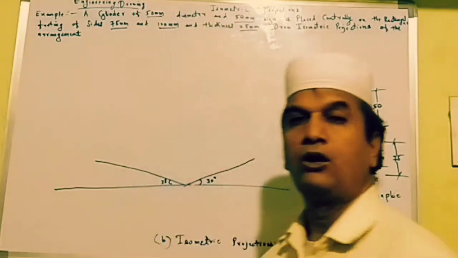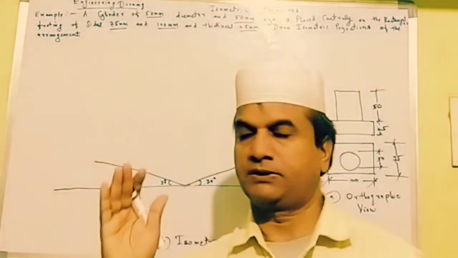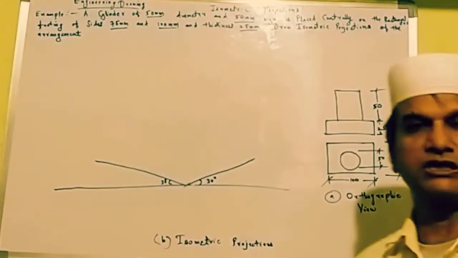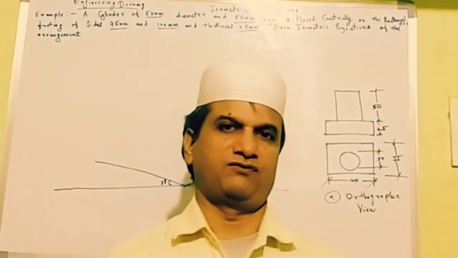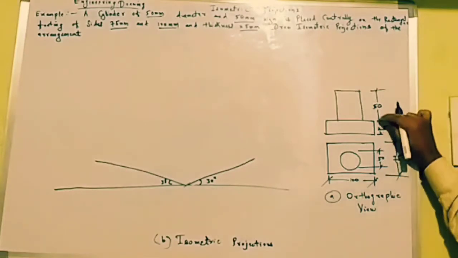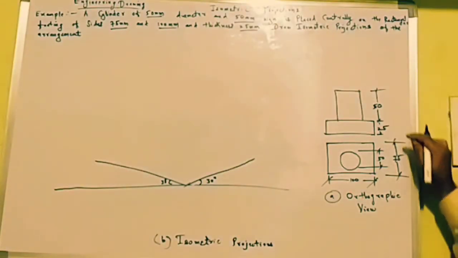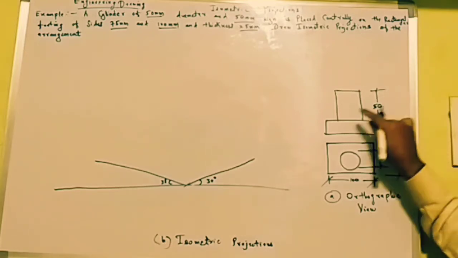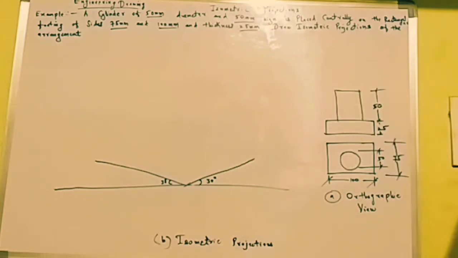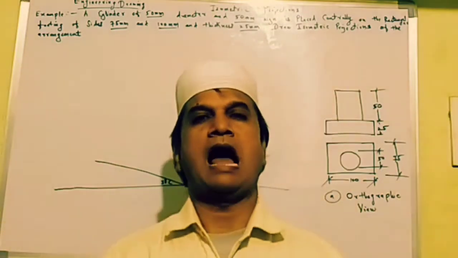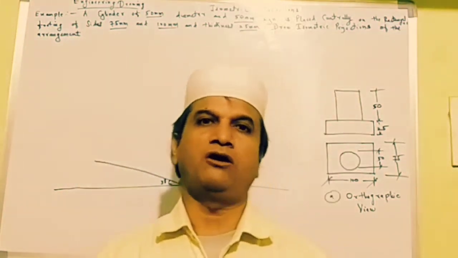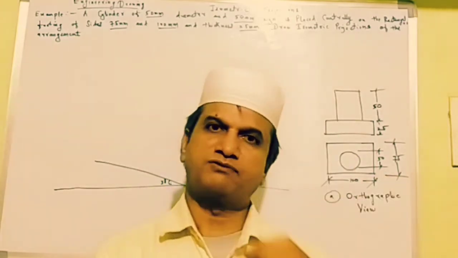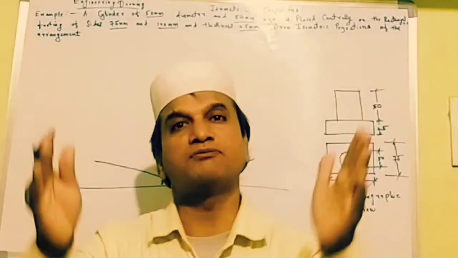First of all we shall fix the height or depth. You can see here, this is the depth of the footing, which is 25. And this is a cylinder. The cylinder height is 50 mm and the diameter of the cylinder is also 50 mm. Both these things are the same, 50 mm.